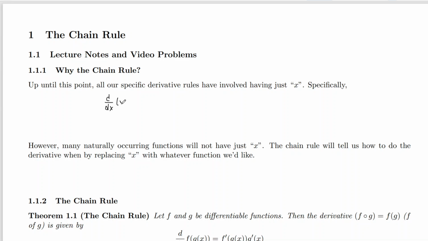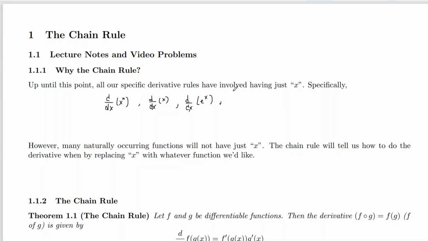So d over dx, we know how to do the derivative of x to the n power, but it's just x to the n power. It's not something with x to the n power. And also the derivative of just x, we know how to do. We know how to do the derivative of very specifically e to the x. Now there's two things working here. We know how to do the derivative of e to the x specifically. We don't know how to do the derivative of any other number to the x power, and we also don't know how to do the derivative of e to anything besides just x.